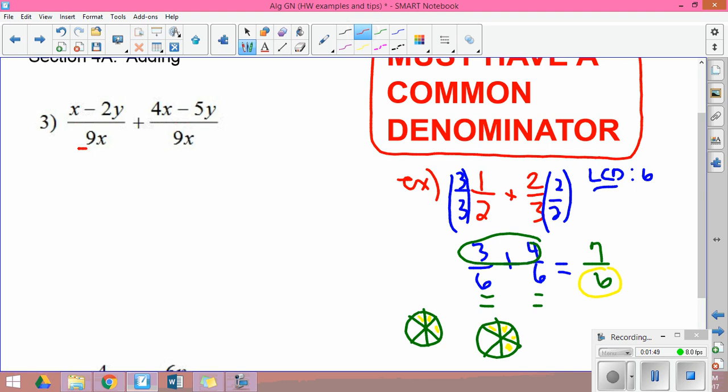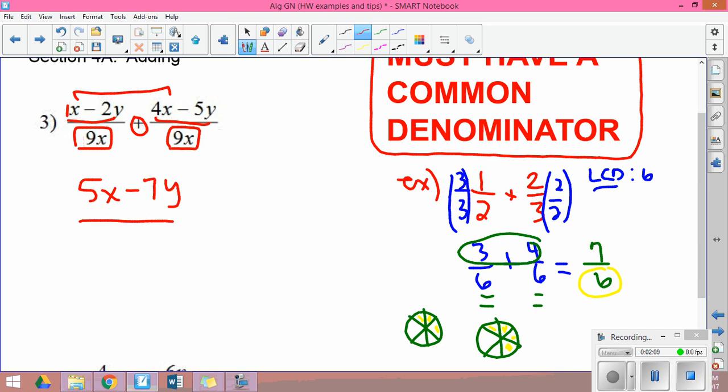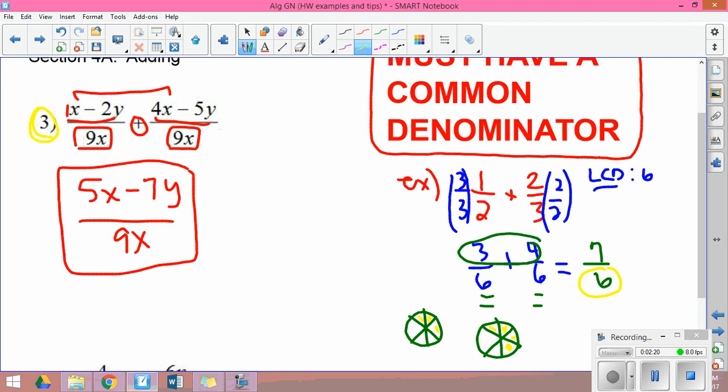So in this first example, my common denominator is the same, so I can just go ahead and add these two fractions, combining like terms. So I have 1x plus 4x is 5x, minus 2y minus 5y is minus 7y, over the denominator, which stays the same. Check for any common factors. There aren't any, so that is my answer. That was number 3 in the homework.